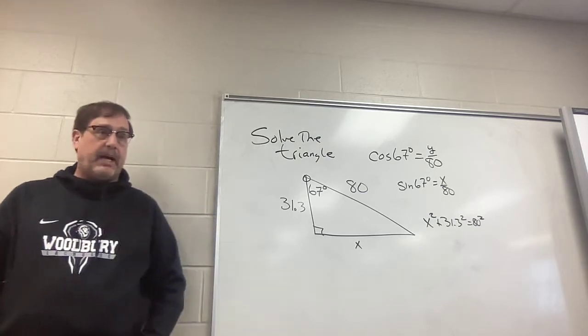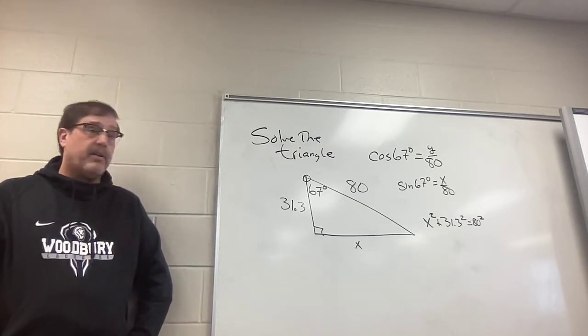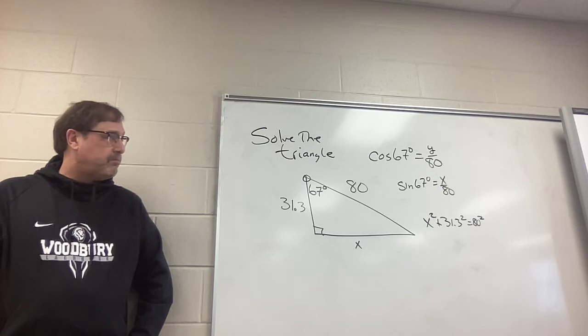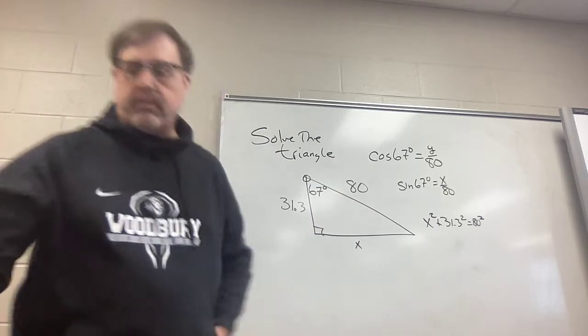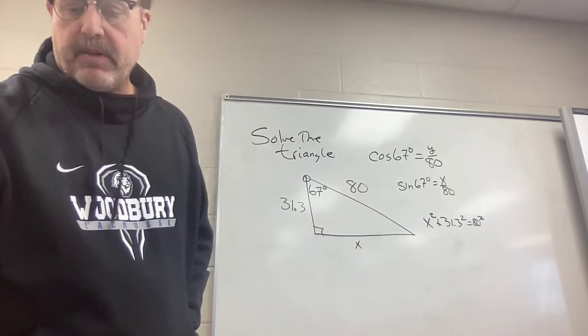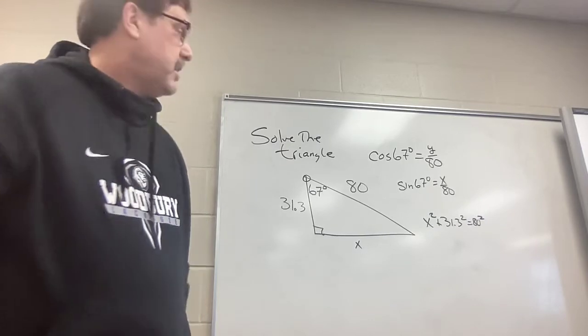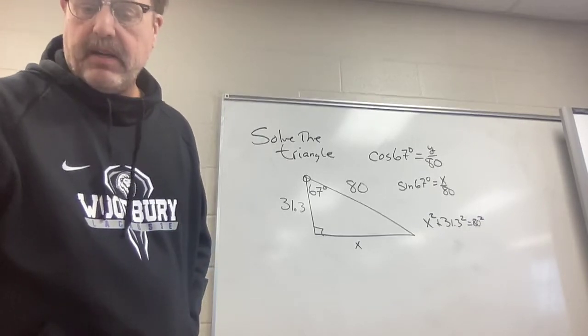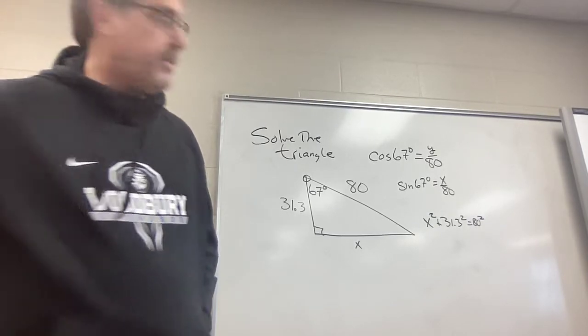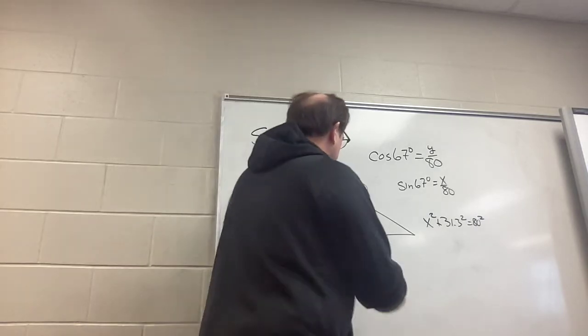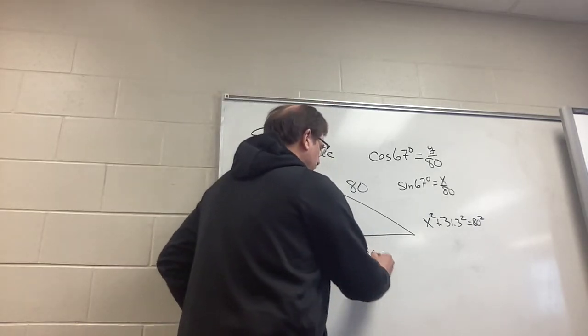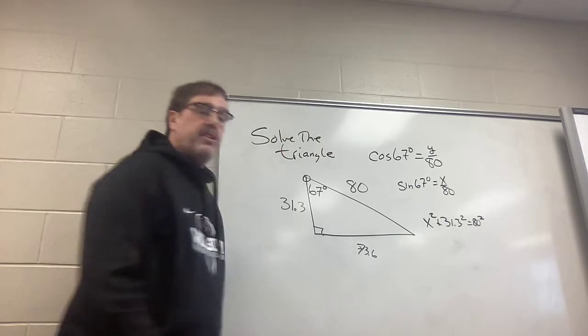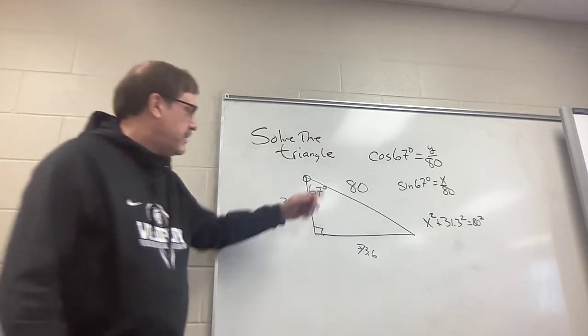You might not do the way I did in my answer key. You might. I'm going to do the sine. I could have done the other. I'm doing the sine of 67, taking that times 80, and it's about 73.6. We're done. And there's 180 degrees in the triangle. 23. 23.